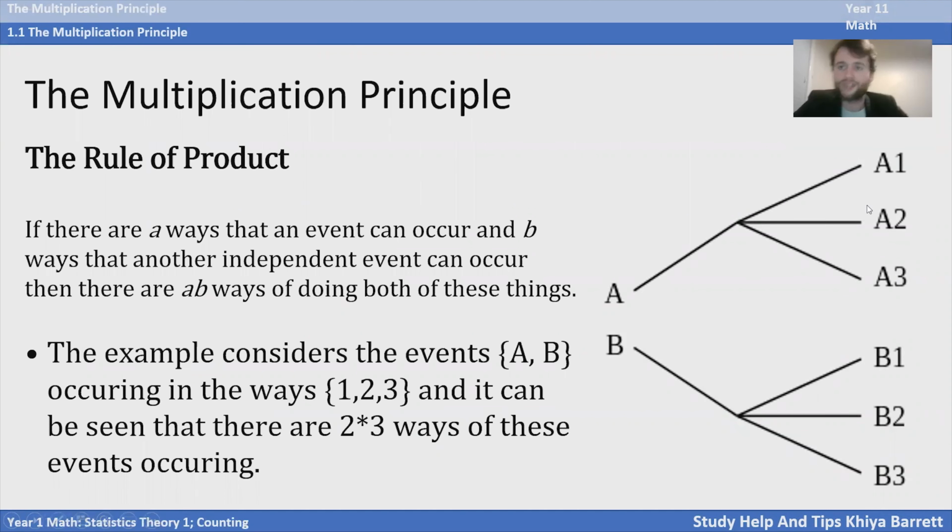What the multiplication principle is getting at is that if there are A ways that an independent event can occur and B ways that another independent event can occur, there are A multiplied by B ways of doing these things. So let's have a look at this tree. Consider you have A and you have B. Now let's consider that each of these events can happen in three ways. So A can occur in three ways and B can occur in three ways. Well, that means that there are 6 ways that both of these events could occur.